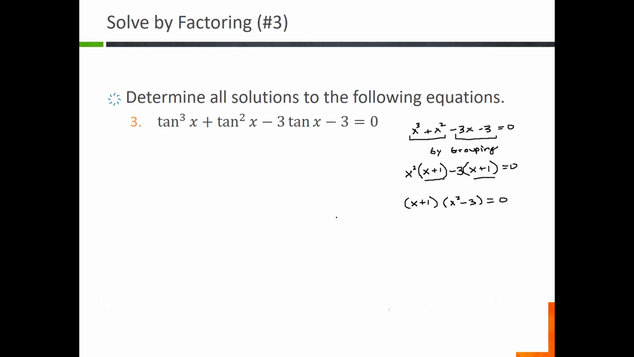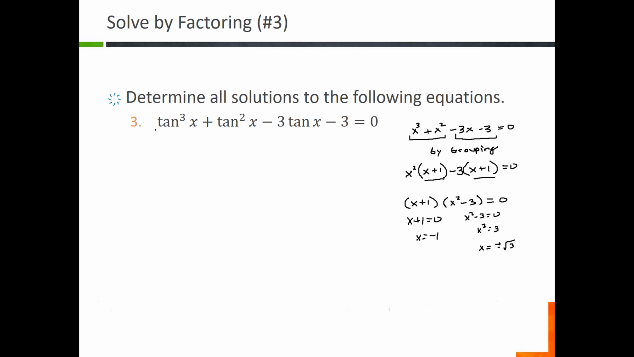And then we could solve the equation from there. So that's going to give us x plus 1 is equal to 0, which means x is equal to a negative 1. And then we're going to have x squared minus 3 is equal to 0, which means x squared is equal to a positive 3, which means x is equal to a plus or minus square root of 3. Okay, so we're going to do the same thing using the tangents that we just did using just the x's. So we're going to follow the same algebraic process just using tangents.